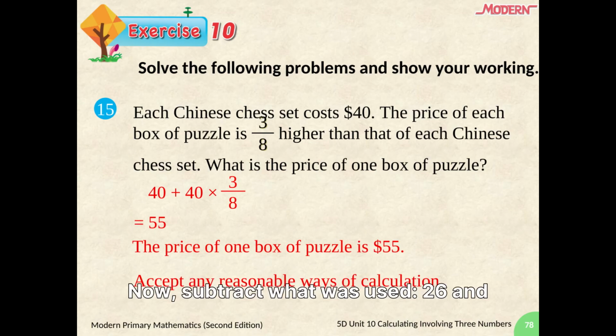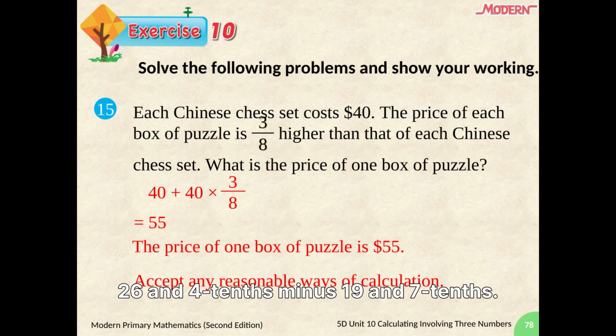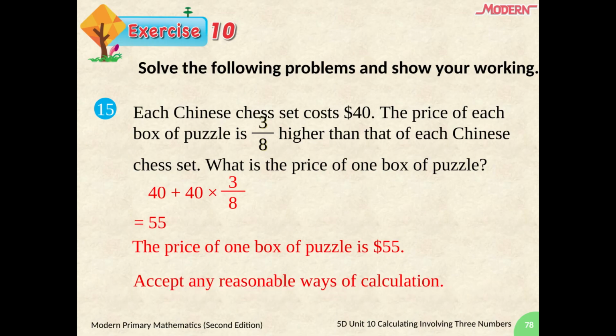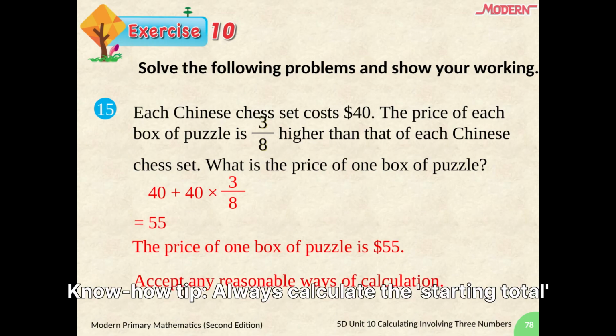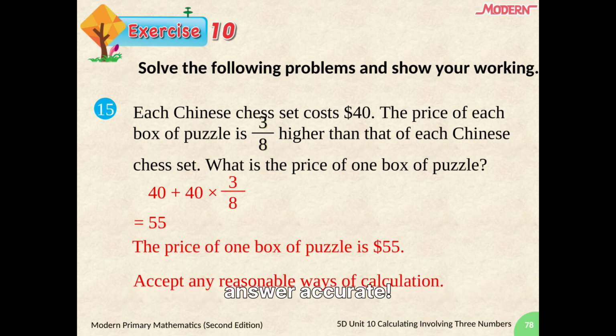Now subtract what was used, 26 2/5 minus 19 7/10. We need a common denominator of 10, 26 4/10 minus 19 7/10. Since 4 is smaller than 7, we borrow: 25 14/10 minus 19 7/10 equals 6 7/10 liters left. Know-how tip, always calculate the starting total before you subtract the amount used. It keeps your story organized and your answer accurate.